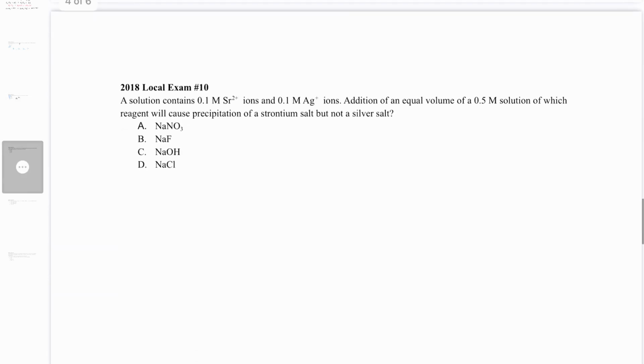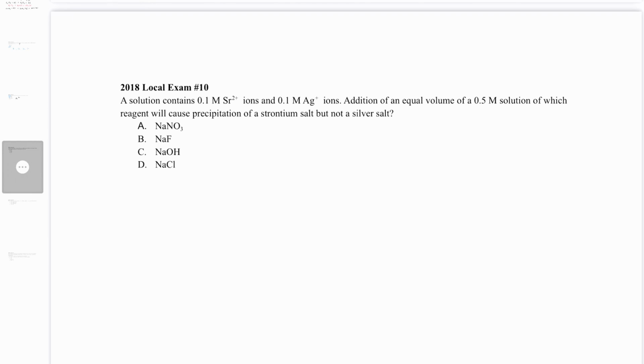All right, let's look at question 10. So a solution contains 0.1 molar strontium ions and 0.1 molar silver ions. Addition of an equal volume of a 0.5 solution of which reagent will cause precipitation of a strontium salt but not a silver salt. So for all of these answer choices, we know that the strontium and the silver are going to be pairing up with the anion. So let's go through all these answer choices doing exactly that.